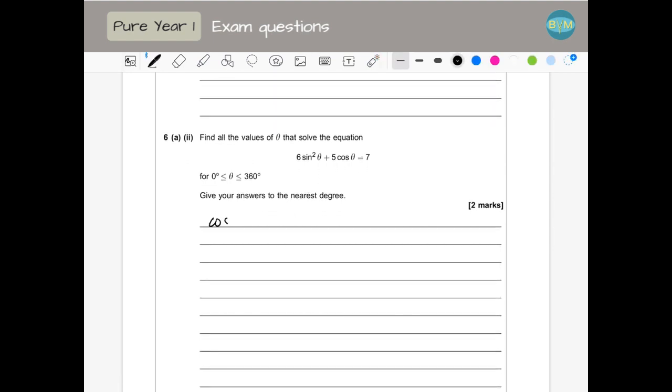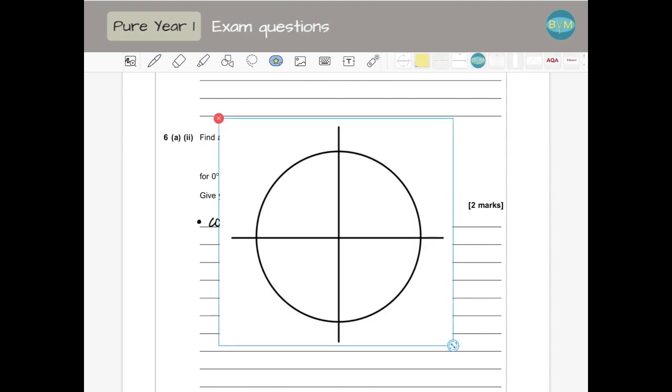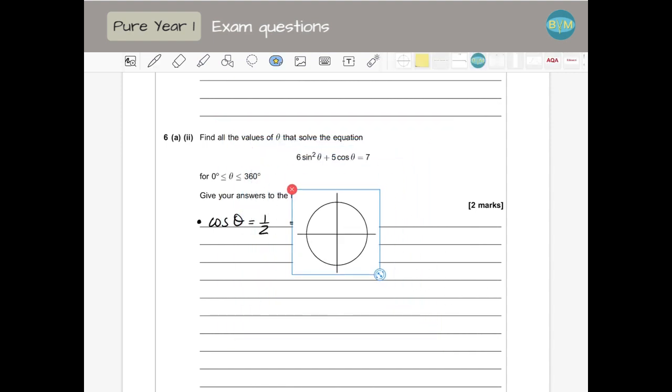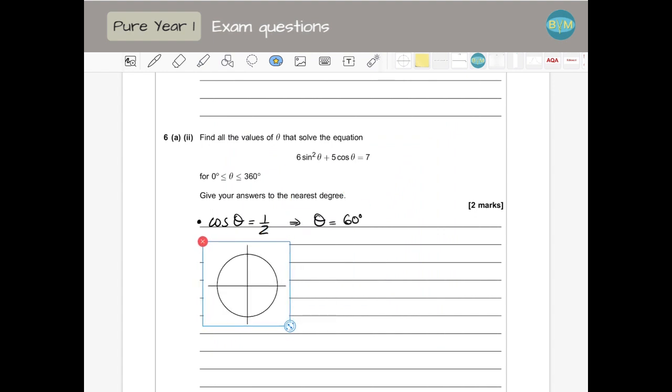So cos theta equals a half, the first solution gives us that theta is 60 degrees. Just doing inverse cos of a half, or if you remember, that is 60, that's perfect. And we are going to find the next solution. This is the principal solution, and we need to find the next solution in the 360 interval.